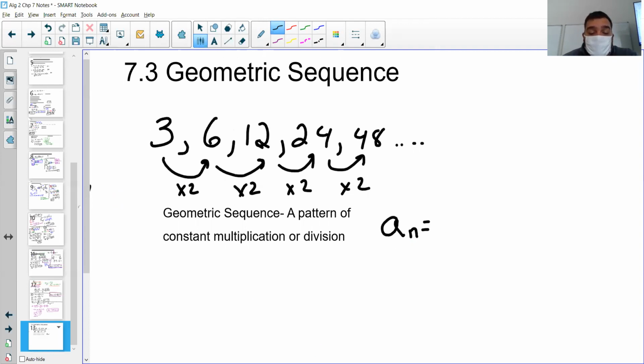Okay. What are we looking at? Okay, so the equation for this is going to be A1 times R to the power n minus 1. So this is an exponent, n minus 1.